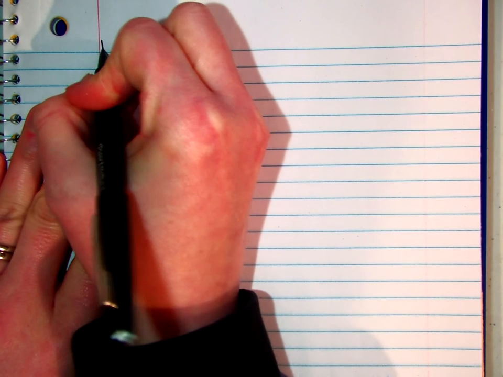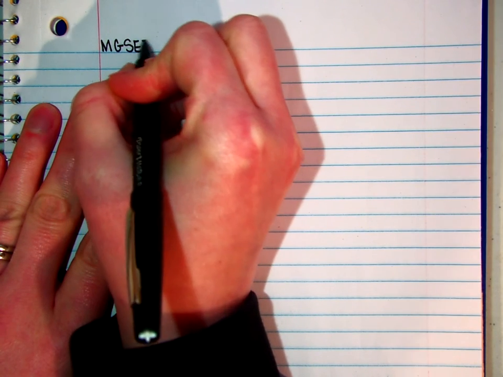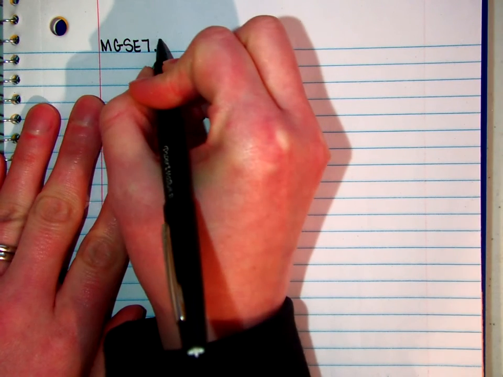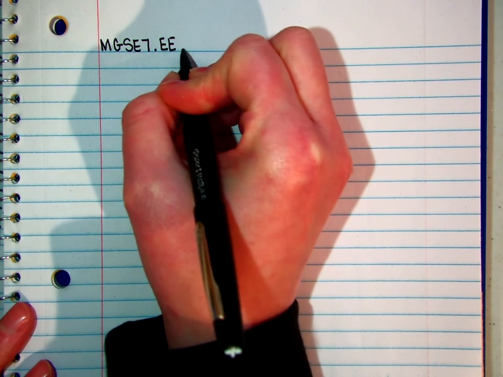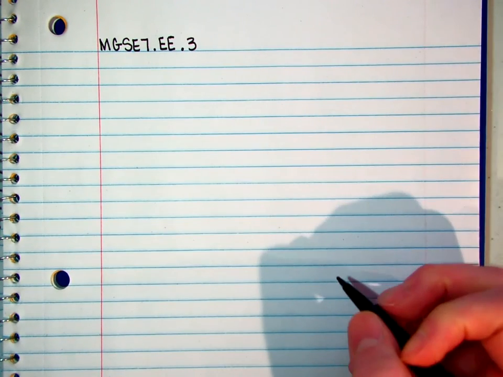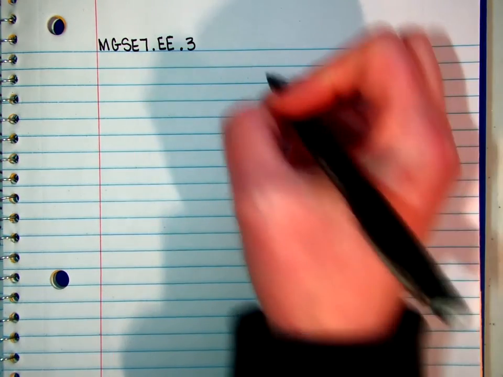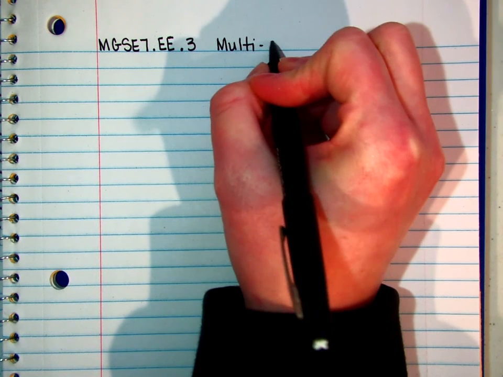So our standard for today is M.G.S.E.7. We're in 7th grade standards, expressions and equations, standard 3. Standard 3 goes through multi-step, more complex equations. Today is titled multi-step equations.